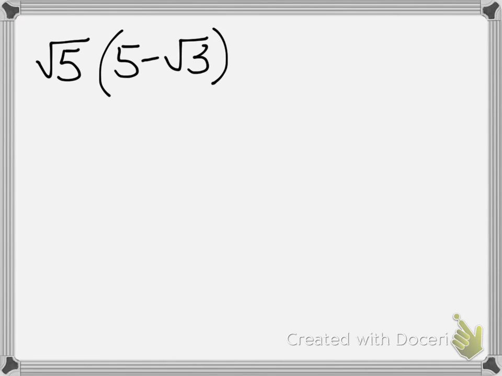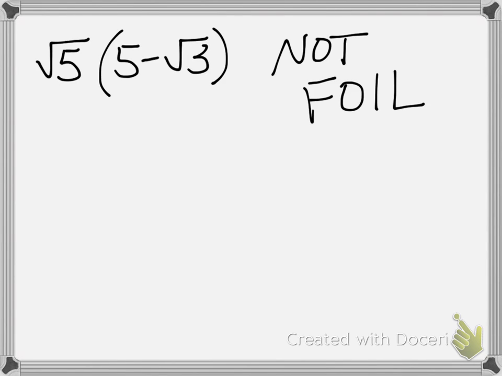FOIL. Don't forget about these basic things that we've learned. Now, what if you get a monomial times a binomial? Well, this is not FOIL. You don't FOIL here because it's not a binomial times a binomial. You are just going to simply distribute. Square root of 5 times 5 is 5 times the square root of 5. We put the coefficient out in front of the radical. It makes it a little easier.